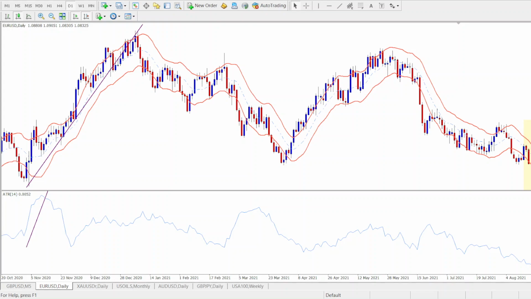So to recap, we've covered the average true range, Bollinger Bands, and Keltner channels, each one offering a unique way to measure volatility. Experiment with these indicators and see which combination works best with your trading style. That's the key to making the most out of them.